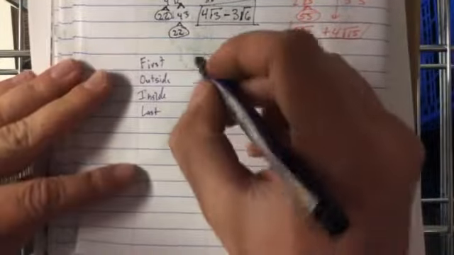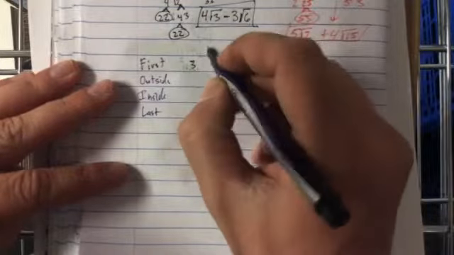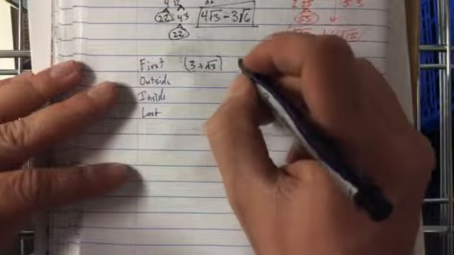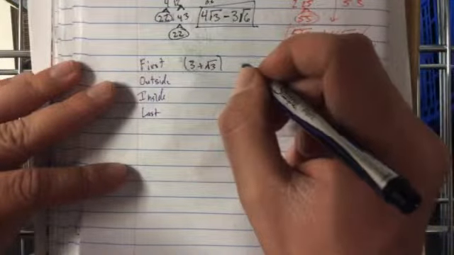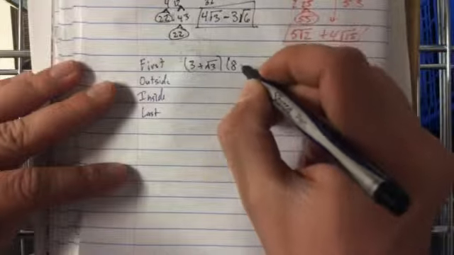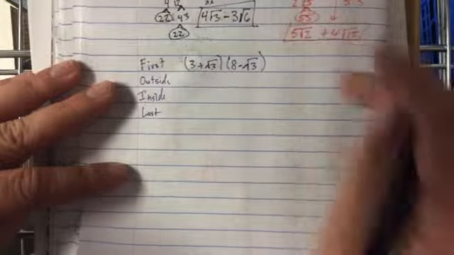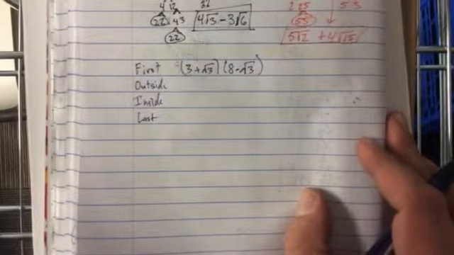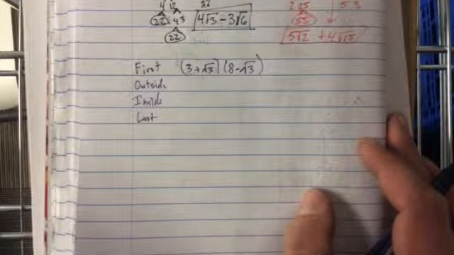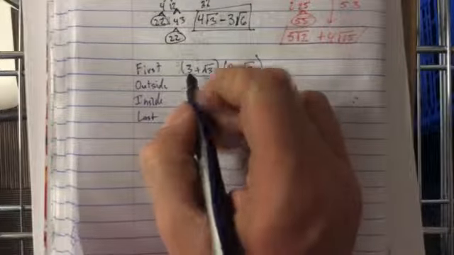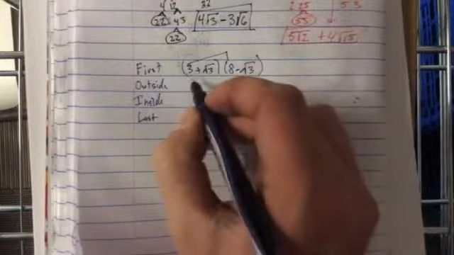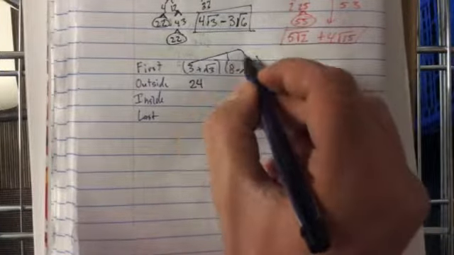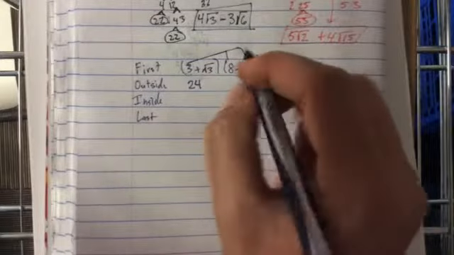So let's say we had 3 plus the square root of 3 multiplied by 8 minus the square root of 3. So now we have an expression times an expression that contains radicals. So first times first is 3 times 8. That gives us 24. 3 times negative square root of 3 is?